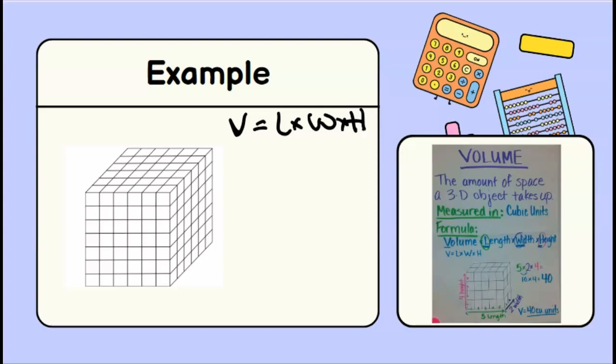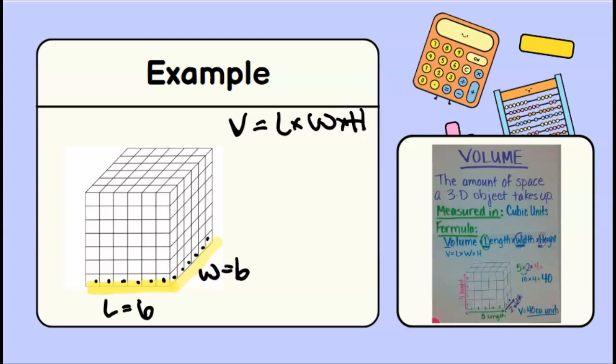Well, first, let's look at length. Remember, length is how big it is across. I can figure that out by counting the number of cubes across the bottom. 1, 2, 3, 4, 5, 6. So I know length is equal to 6 units. Next, I want to do width. Remember, that's how far back it goes. So I'm going to count how far back. 1, 2, 3, 4, 5, 6. The width is also equal to 6.